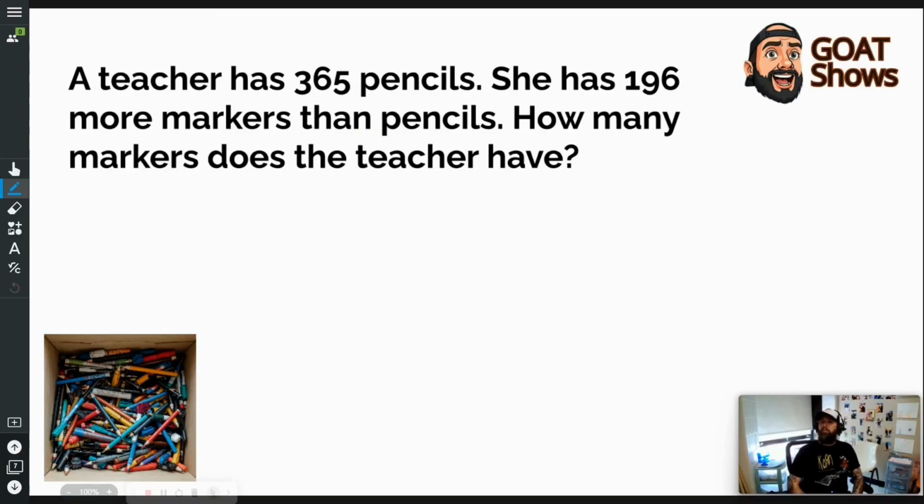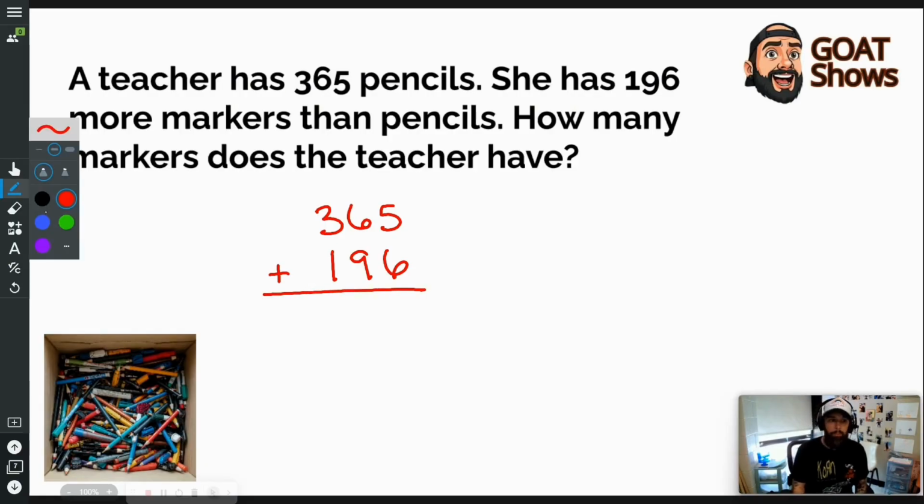A teacher has 365 pencils. She has 196 more markers than pencils. How many markers does the teacher have? So we know how many pencils there are, and there's 196 more than that. You're going to add here. 365 pencils. There's 196 more markers, so we add these two numbers up.